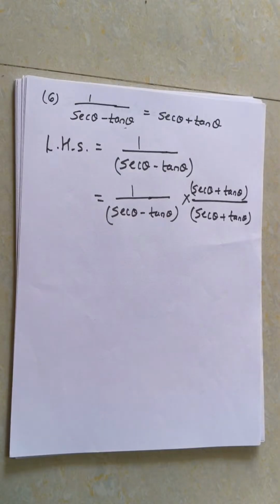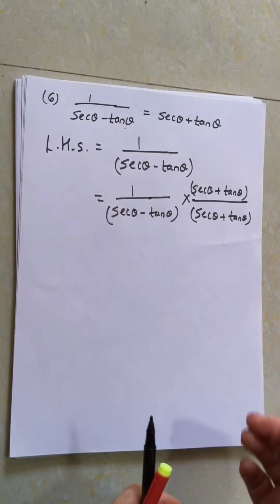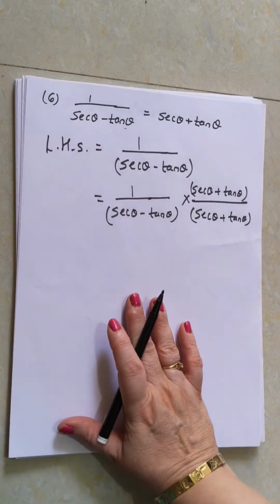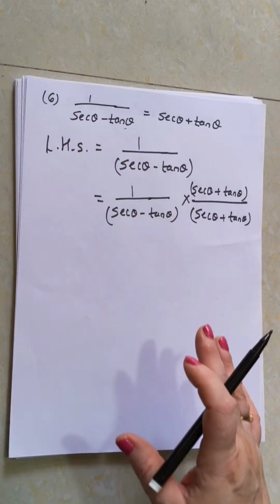I think for your unit test, these sums will come for 2 or 3 marks, not more. More than 3 marks it won't come, but I think minimum 2 of these prove-that sums will be there in the paper. Okay.